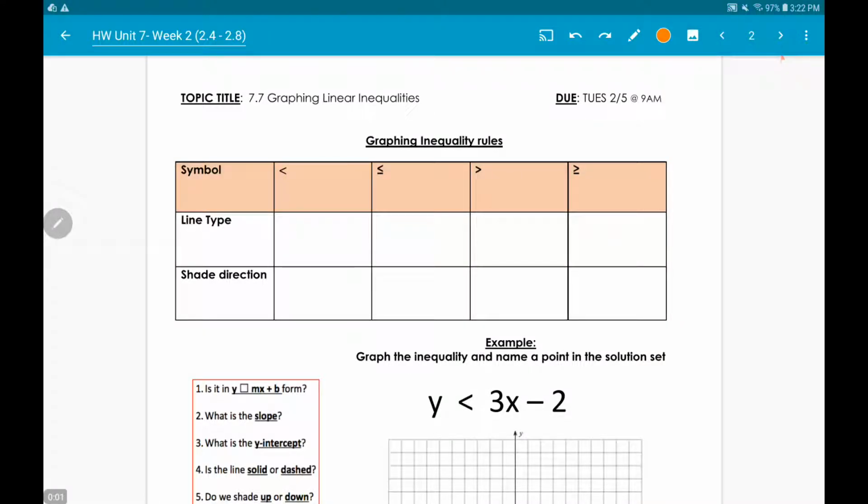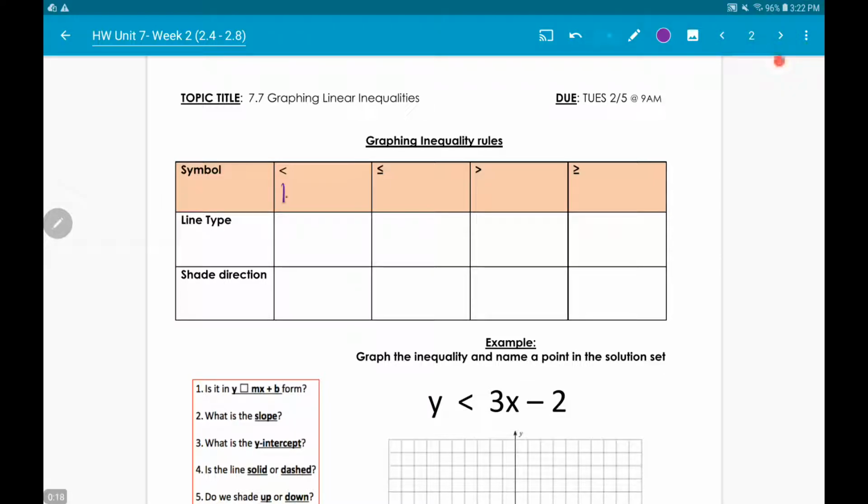Hi guys, so this first video for this week is on graphing inequality rules. On Monday in class, we discovered some of these rules through our activity. So this is a recap of that, and then we're going to actually practice graphing them ourselves. So let's recap from our activity what we got.